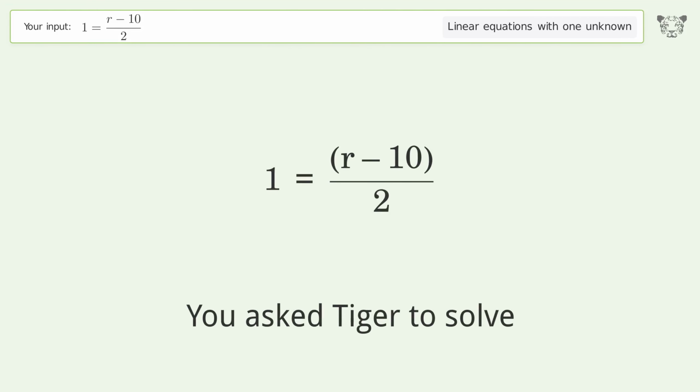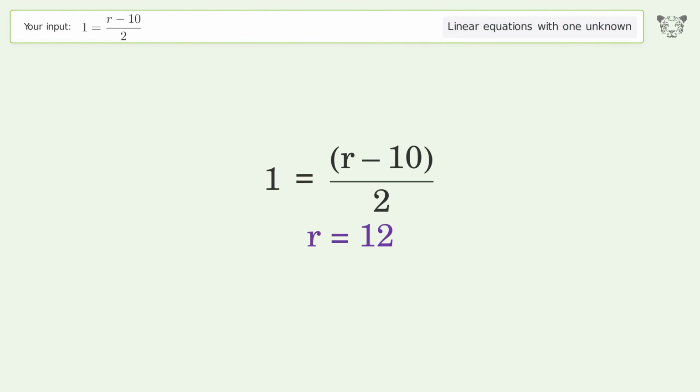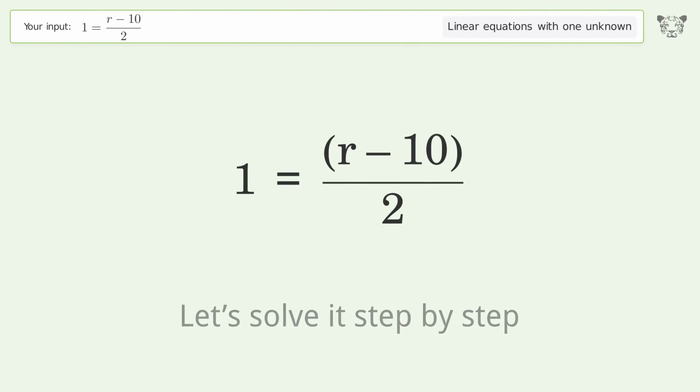You ask Tiger to solve. This deals with linear equations with one unknown. The final result is r equals 12. Let's solve it step by step.